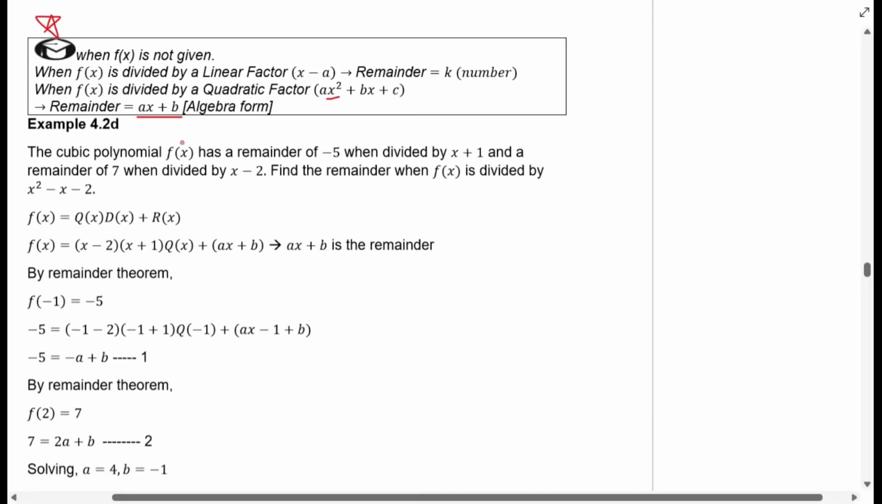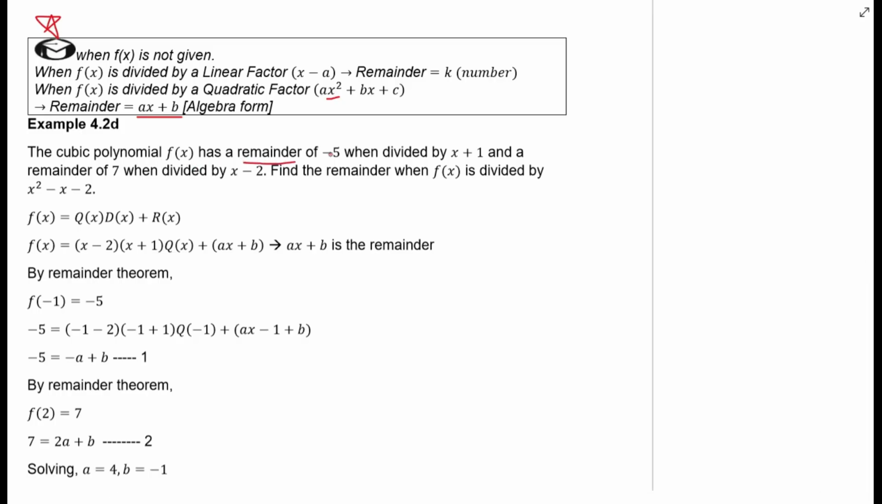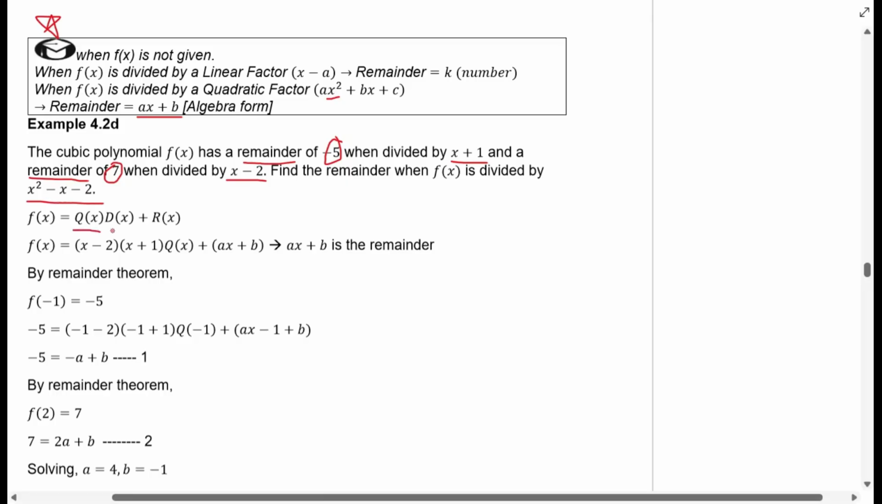Okay, moving on. The cubic polynomial f(x) has a remainder of 5 when divided by x plus 1, and a remainder of 7 when divided by x minus 2. Find the remainder when f(x) is divided by x squared minus x minus 2. So you can recall that a function or your polynomial can also be expressed as a product of its quotient and its divisor plus its remainder.